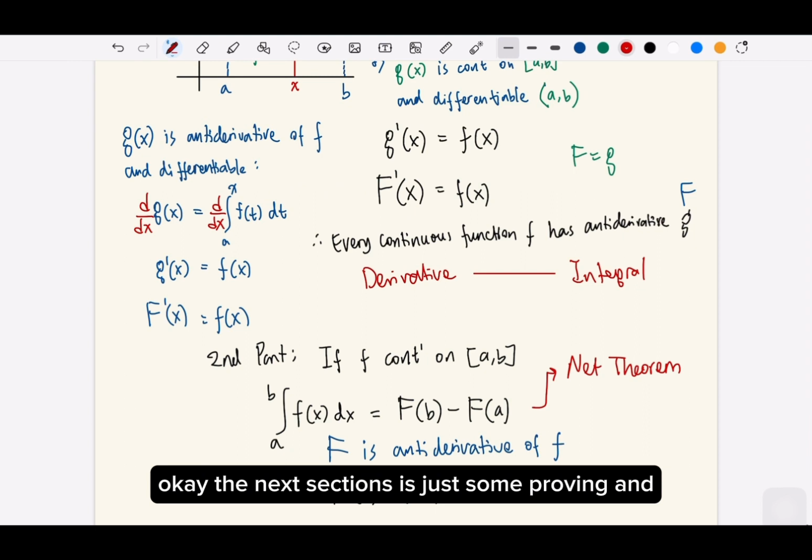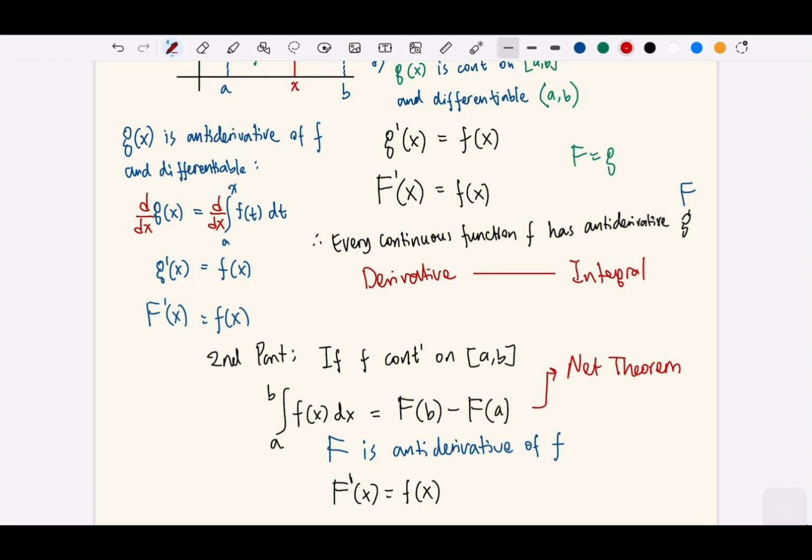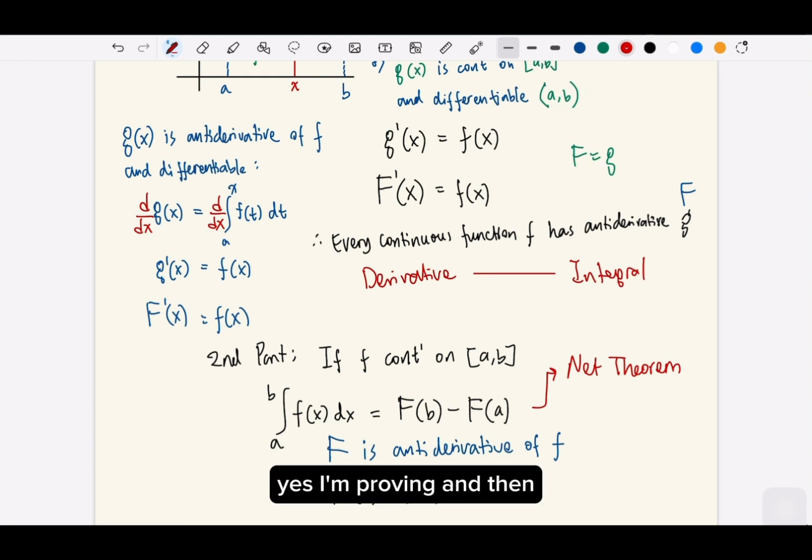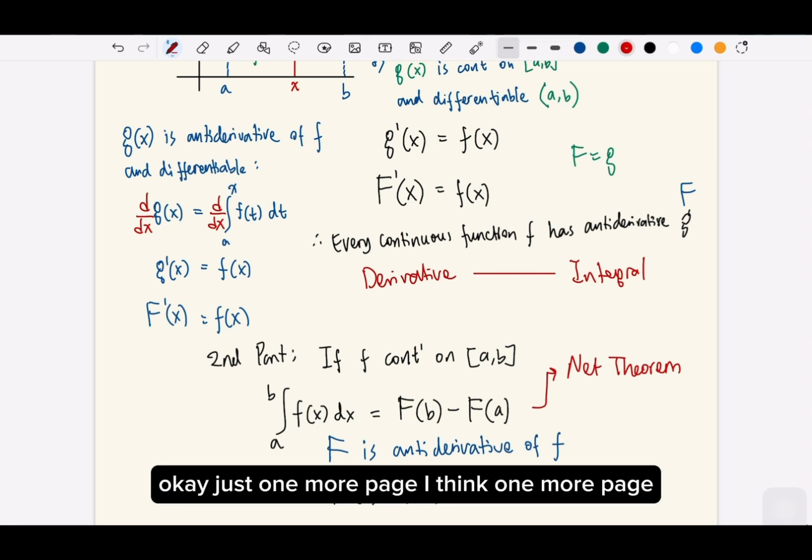Okay, the next sections is just some proving, and then we can have your midterm score. Okay, just one more page, I think. One more page.